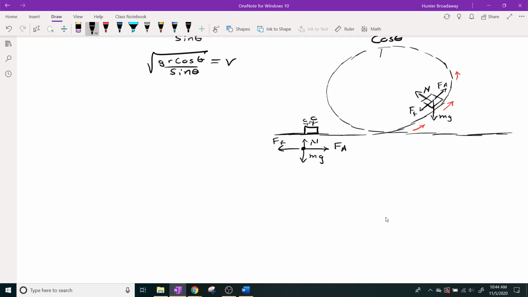If you're at the very, very top, something really interesting happens. Gravity is going down as always, and normal force is pointing in the same direction. You still have your applied force and your frictional force, going in their directions. But your normal force and your mg force are actually working together with each other, because this actually keeps you in the circle.